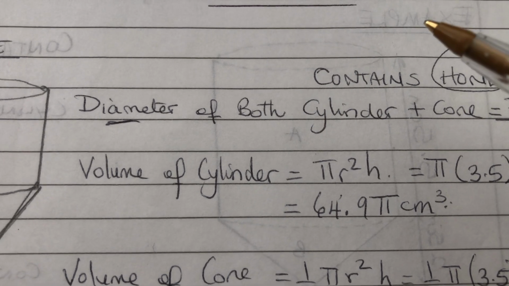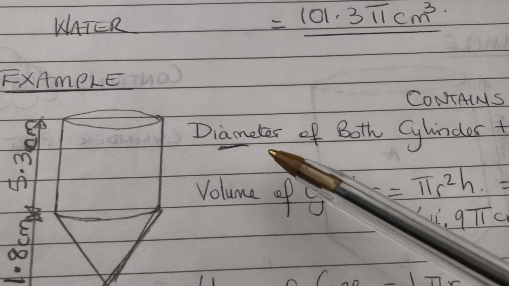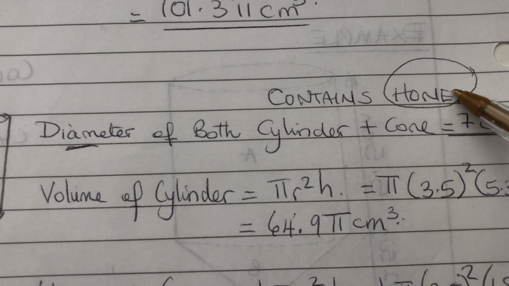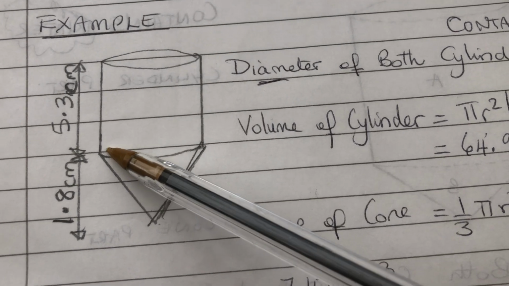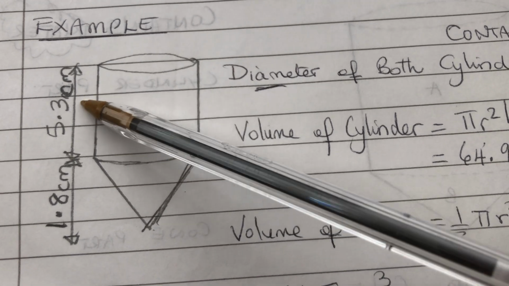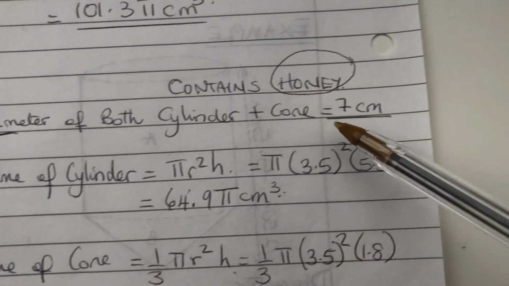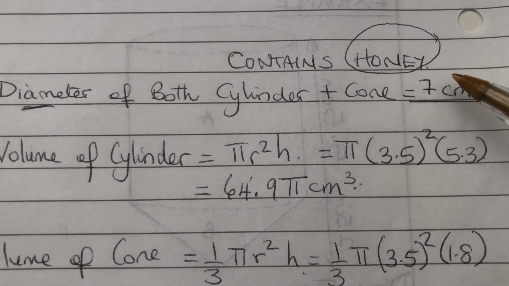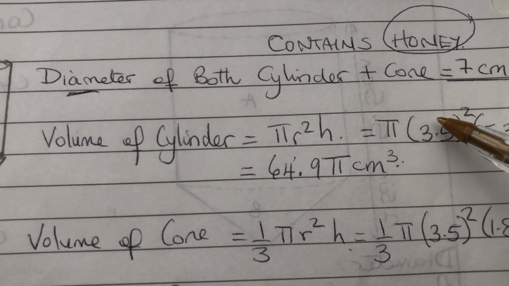Another example: this contains honey, the one that you can put on toast, or you can mix with lemon and drink. That is the spelling, honey, the one from the bees. So the cone part is 1.8 centimeters. The cylinder part is 5.3 centimeters. Now the diameter, again, we're not given the radius, is 7 centimeters. So half of that is 3.5. So these are the figures we are going to use.